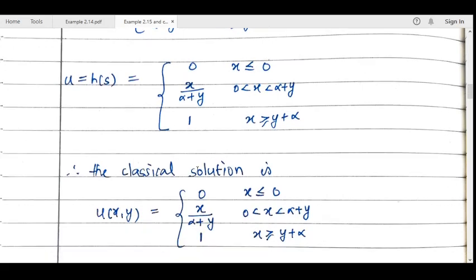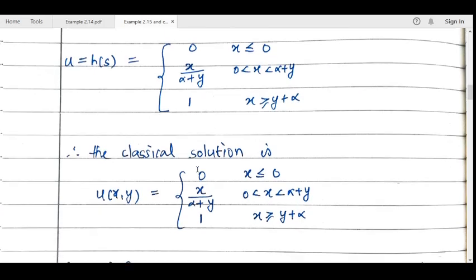So we have the classical solution: u of x, y is 0 for x less than or equal to 0, x by alpha plus y for 0 less than x less than alpha plus y, and 1 for x greater than or equal to y plus alpha.